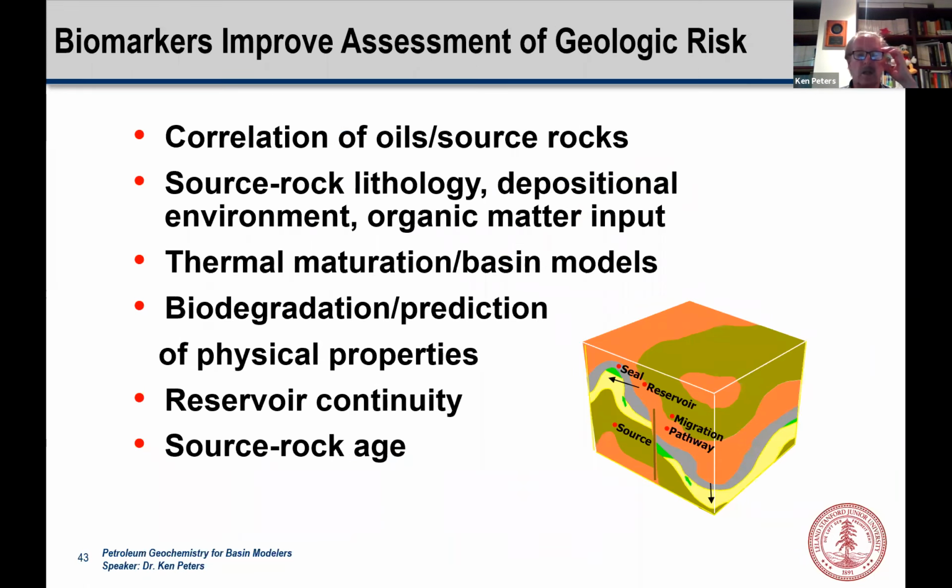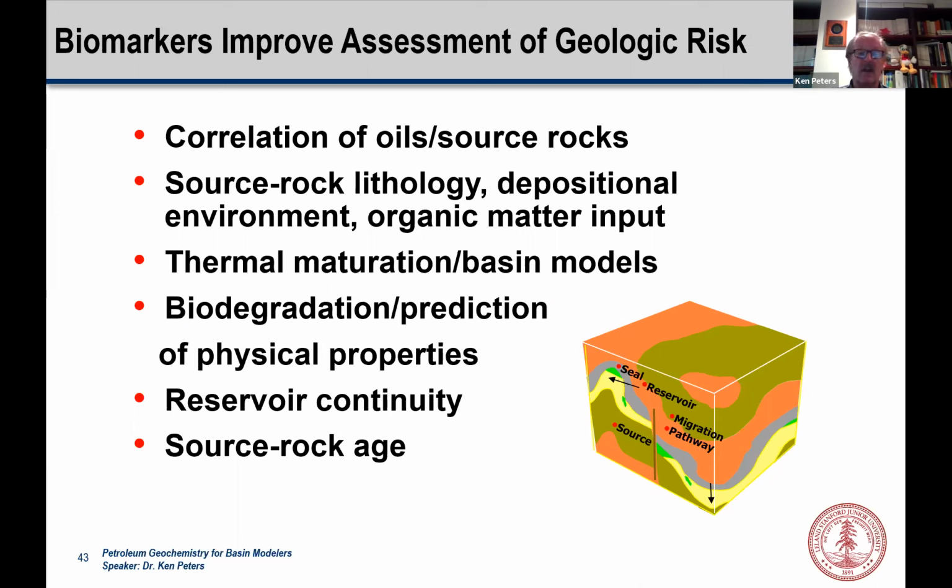This describes some of the advantages of biomarker analysis. Good for correlation of oils and source rocks. The biomarkers actually also tell us about source rock lithology, depositional environment, redox, and organic matter input. We can use biomarkers, especially the stereoisomers, for thermal maturation and basin models. We can use them to predict or show the extent of biodegradation and predict physical properties. We can even use them for reservoir continuity, as you would use capillary GC.